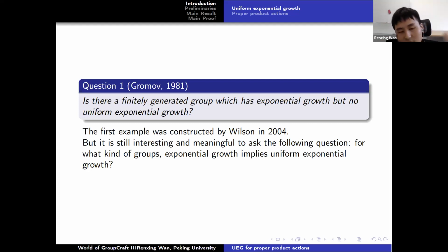However, it is still interesting to ask another question. For what kind of groups will exponential growth imply uniform exponential growth? There are some known results here, including hyperbolic groups, relatively hyperbolic groups, amalgamated free products, and HNN extensions, one-relator groups, mapping class groups, and many hierarchically hyperbolic groups.